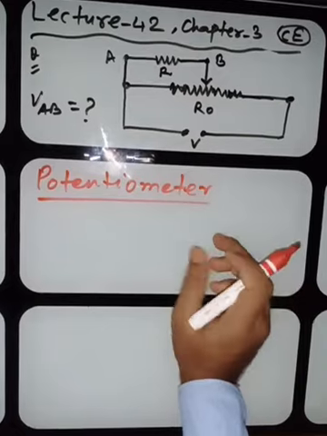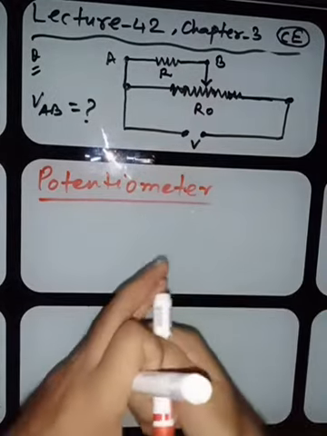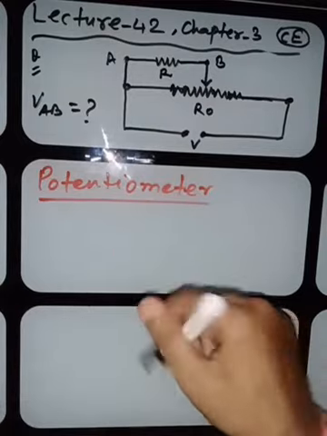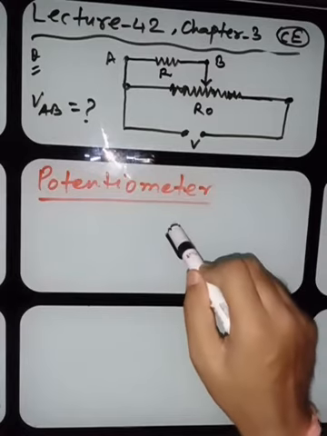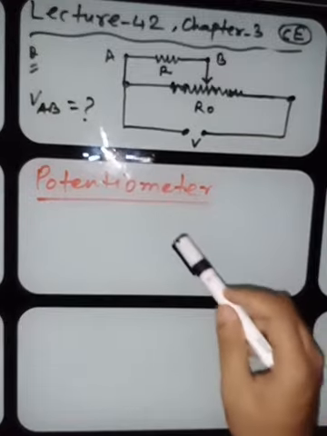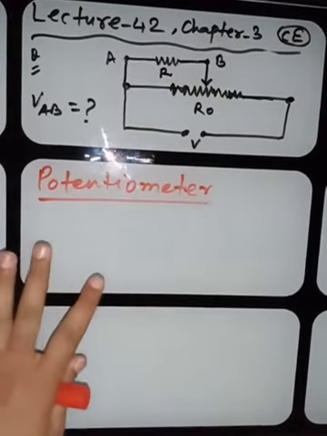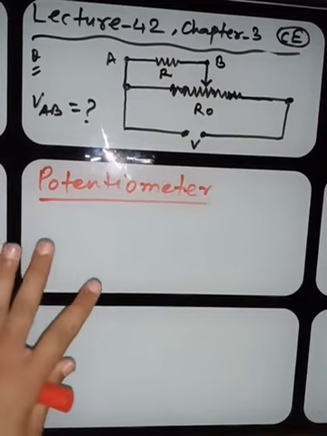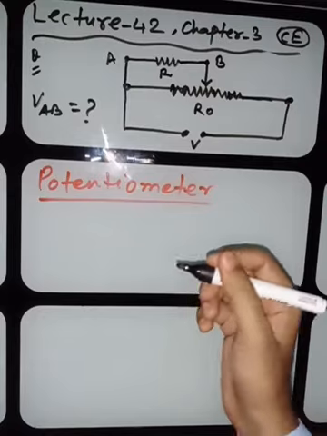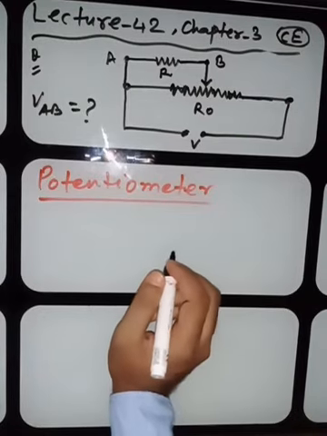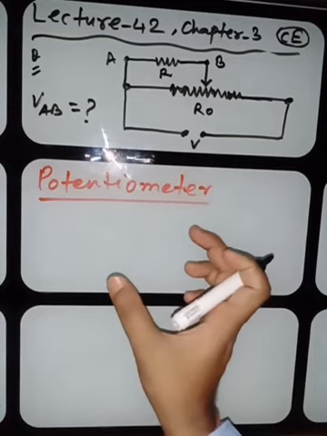In alternate years, this particular topic is used to make questions, that is the potentiometer. My dear student, remember this is also a portion of the experiment class. In the experiment you have to do an experiment based on potentiometer. So first you should remember this potentiometer.